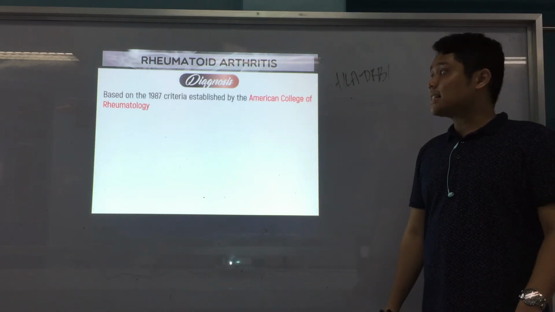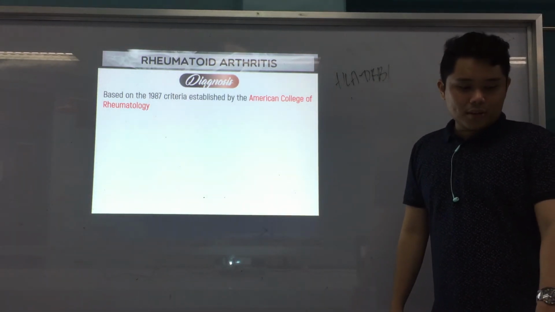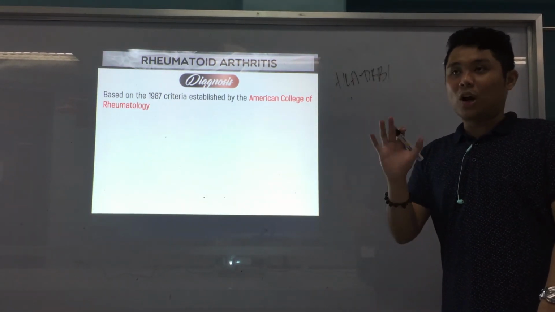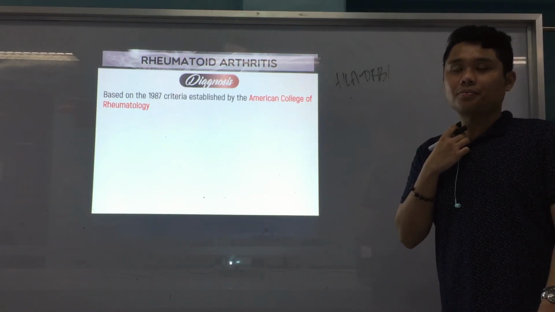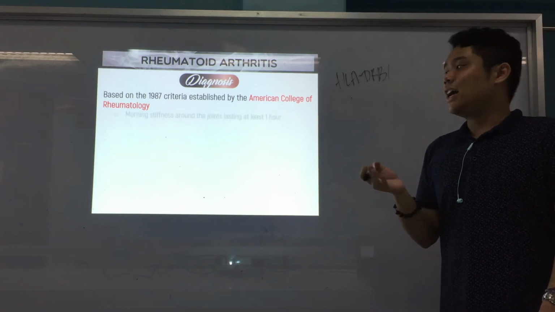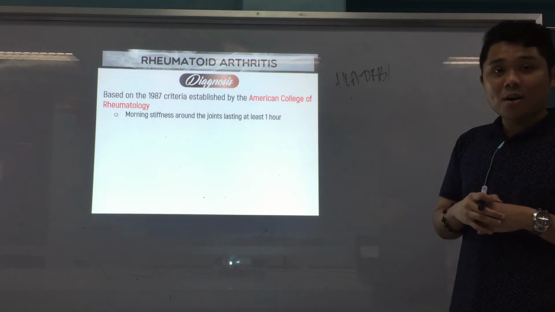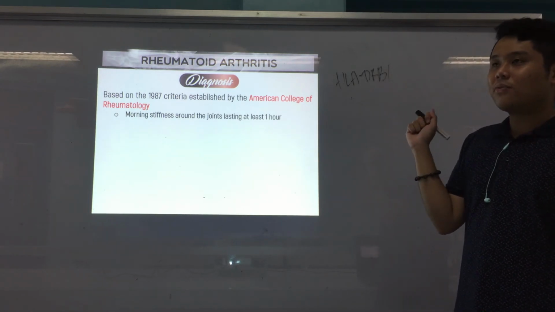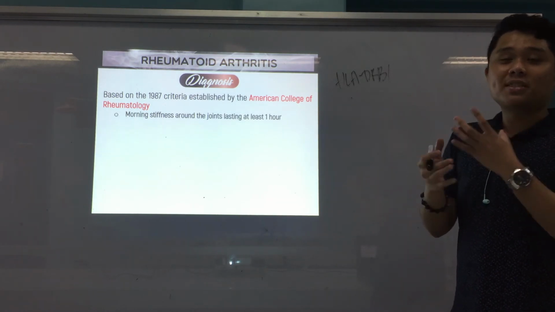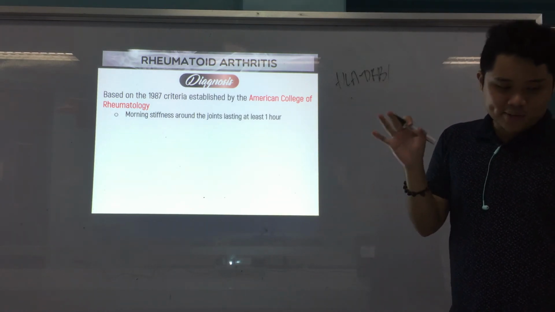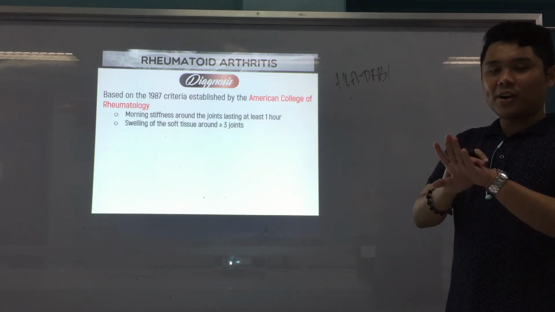So based on the 1987 criteria established by the American College of Rheumatology, these are the symptoms or the criteria used to diagnose or to confirm if the patient has RA. Number one is morning stiffness around the joints, lasting at least 1 hour. So stiffness sa joints, I think sa hands, or those that are experiencing pain sa joints. So stiffness pagka morning. Next, swelling of the soft tissue around greater than or equal to 3 joints.